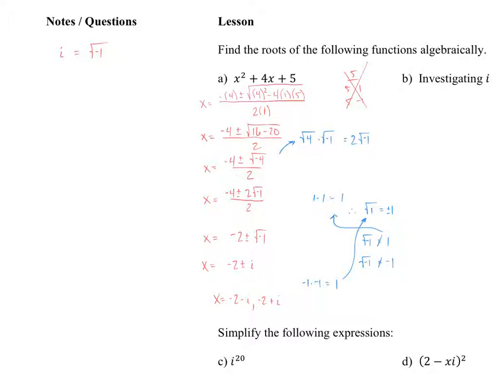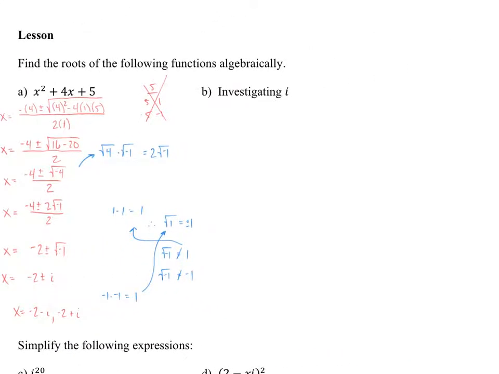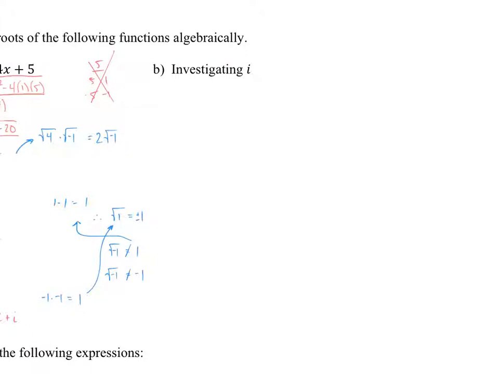So what I'd like to do now is just investigate i a little bit further, because i has some interesting properties. We'll begin with the fact that i is the square root of negative 1, which we all just learned, and that's true. But what happens if I square it? Well, if I square i, that's actually the same as squaring the square root of negative 1, right?